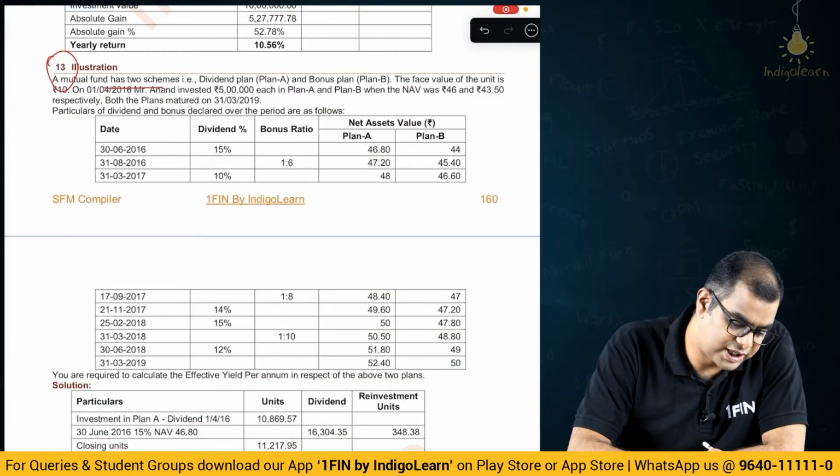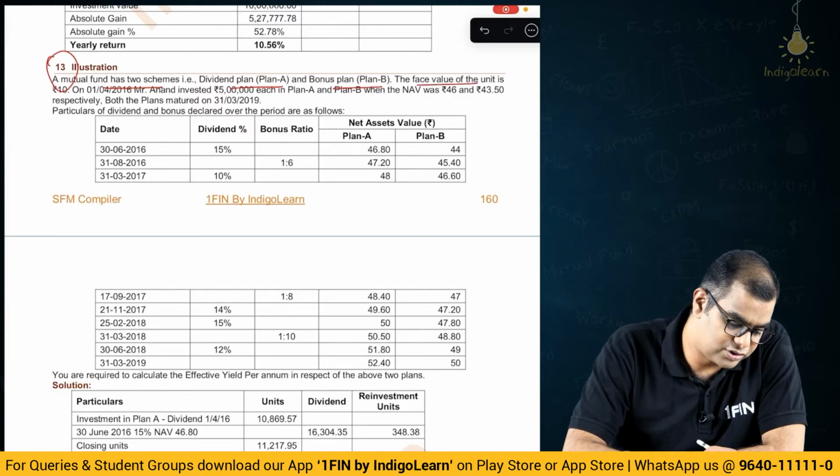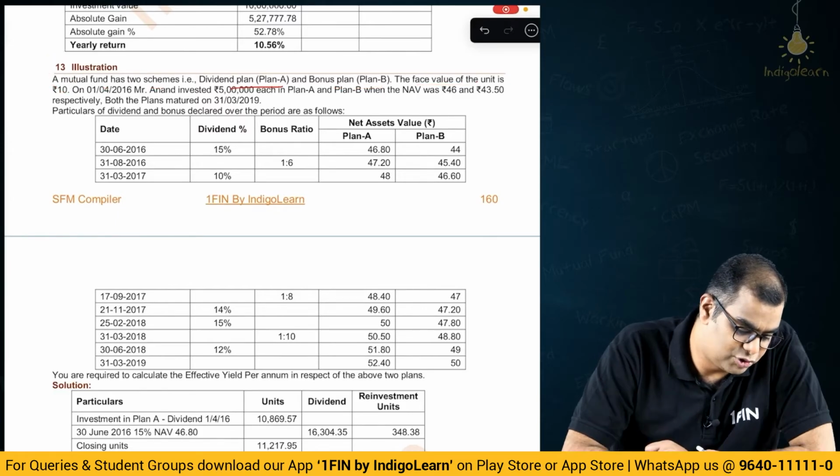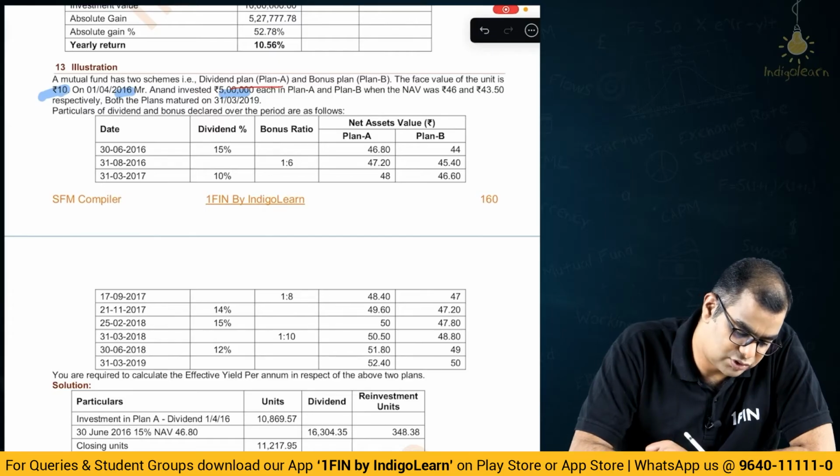A mutual fund has two schemes, that is dividend plan A and bonus plan B. The face value of the units is rupees 10. Mutual fund has two schemes, dividend plan and bonus plan. The face value of the unit is 10. On 1/4/16, Mr. Anand invested 5 lakhs in each plan, and the NAV was 46 and 43 and a half.